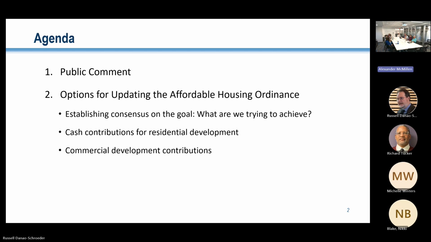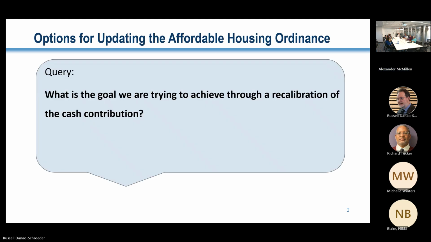First, we have our agenda with no public comment. And from there, we will move on to our second topic, which is evaluating. Did we want to spend some time on this?